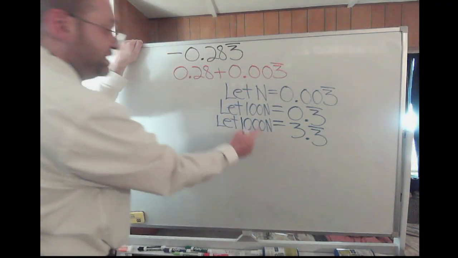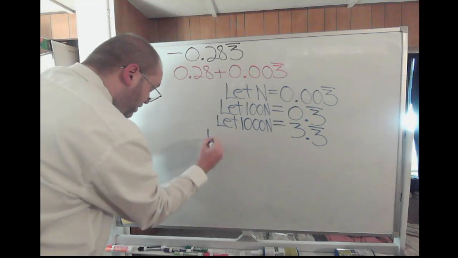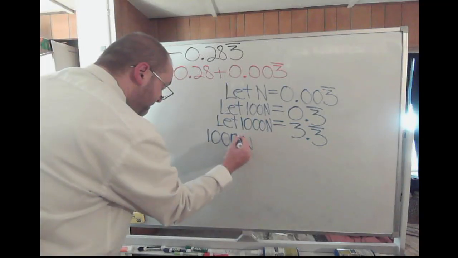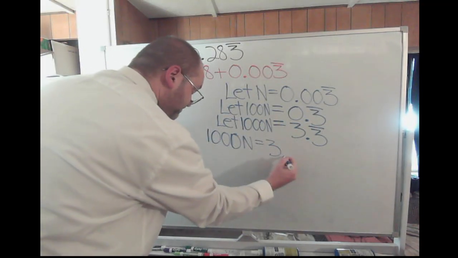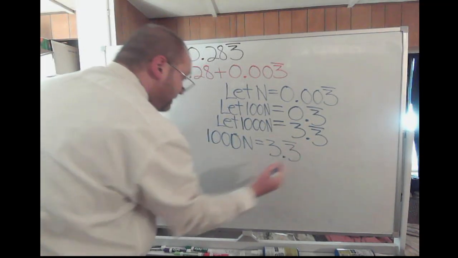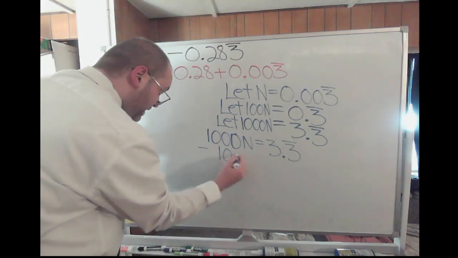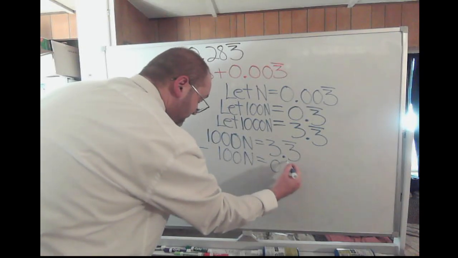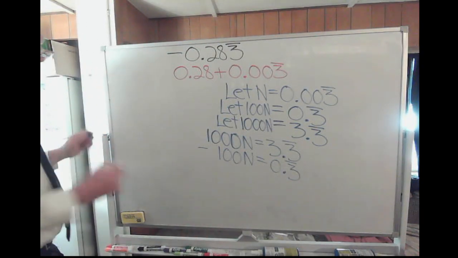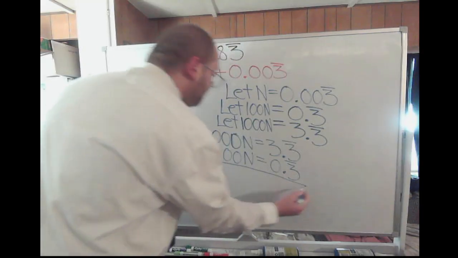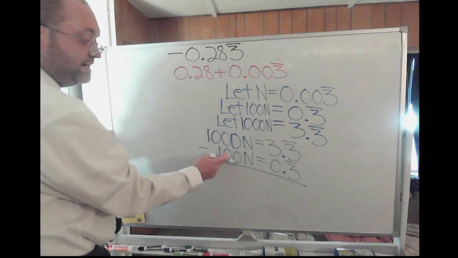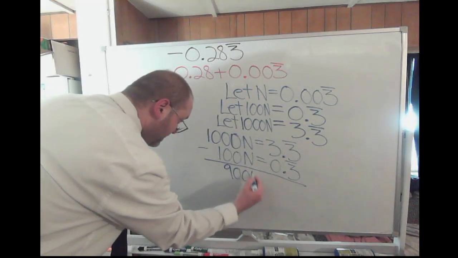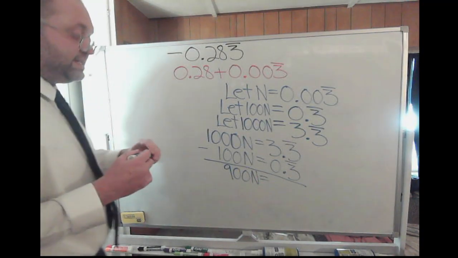What you're going to do now is take the bigger of these 2 numbers. You'll take your 1000n equal to 3.3 repeating, minus your 100n, which is equal to that 0.3 repeating. Alright, now it's a simple subtraction. Well, 1000n minus 100n, that's 900n, is it not? 900n is going to be equal to the right side.